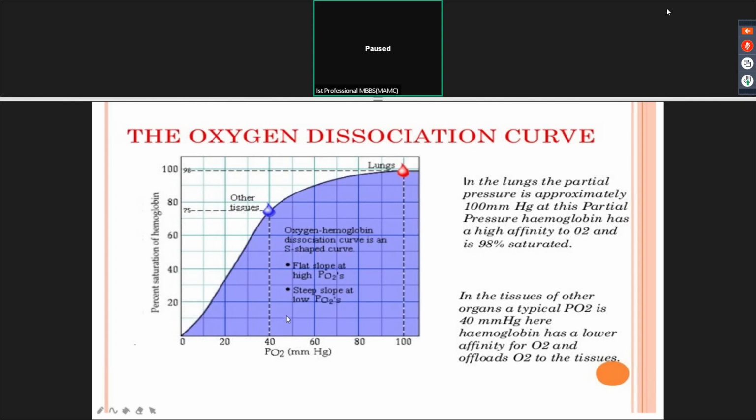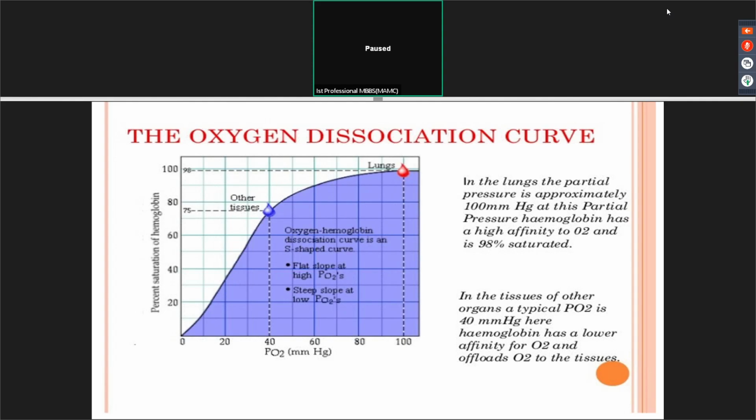So at 40 millimeter of mercury partial pressure of oxygen, the hemoglobin is saturated up to 75%, whereas at 20 millimeter of mercury partial pressure, this percentage saturation is hardly up to 35%. So this much oxygen can be released for the availability of tissues that are metabolizing and need oxygen for the metabolic processes.